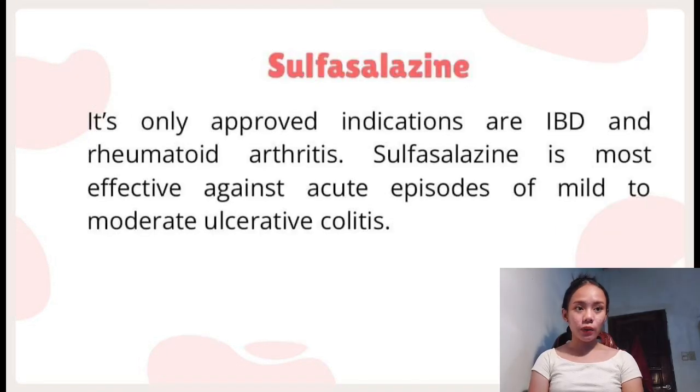For our first drug, we have sulfasalazine. Its only approved indications are IBD and rheumatoid arthritis. Sulfasalazine is most effective against acute episodes of mild to moderate ulcerative colitis. Responses are less satisfactory when symptoms are severe. Sulfasalazine can also benefit patients with Crohn's disease. Adverse effects such as nausea, fever, rash, and arthralgia are common.